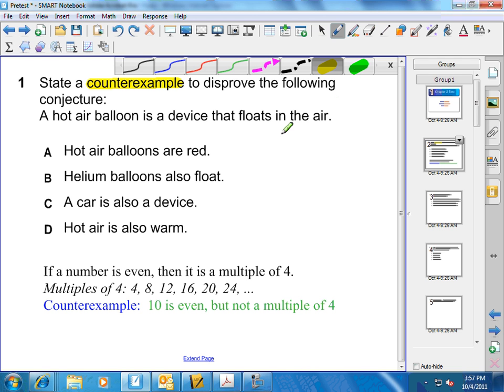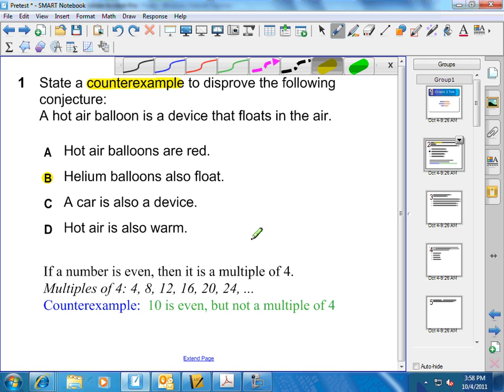Okay, now number 1 is not a very good example or a very good problem, and I apologize for that. It says a hot air balloon is a device that floats in the air. The correct answer is, helium balloons also float in the air. This statement probably should have said a hot air balloon is the only device that floats in the air, or something like that. So I didn't really like this answer choice, so I gave you something more like what you're going to see on the test as an example of a counterexample.